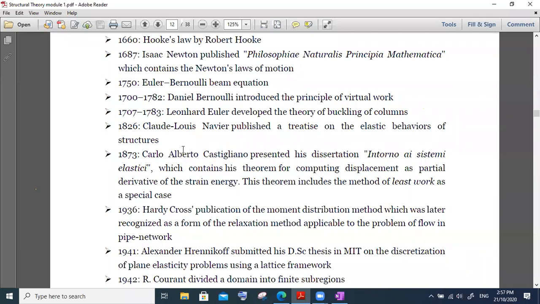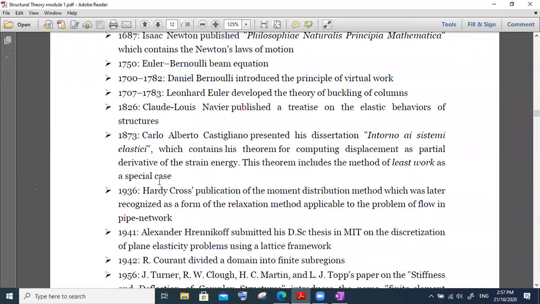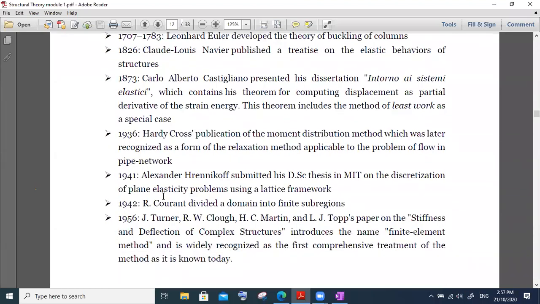And in 1826, si Claude Louis Navier naman published the treatise on the elastic behavior of the structure. In 1873, si Carlo Alberto Castigliano presented his dissertation in torno ai sistemi elastici, which contains his theorem for computing the displacement as partial derivative of the strain energy. Masasalubong natin si Castigliano theorem sa ating chapter 8. In 1936, Hardy Cross published the moment distribution method. Sa moment distribution method, masasalubong natin siya sa chapter 10.